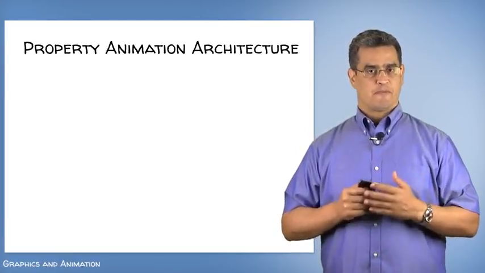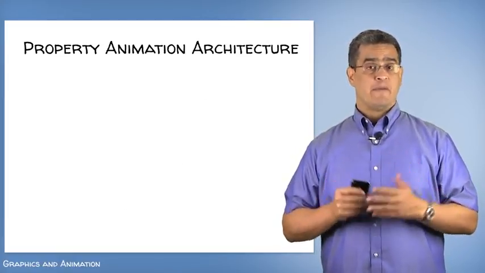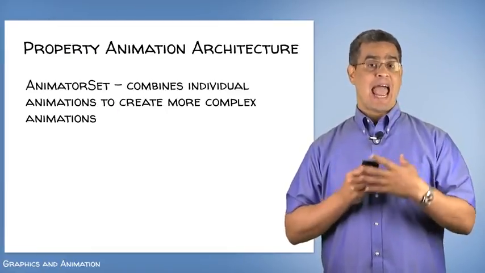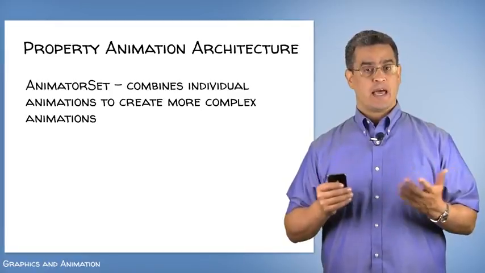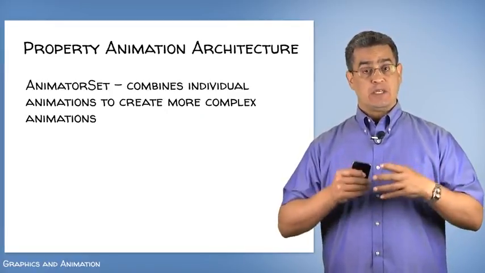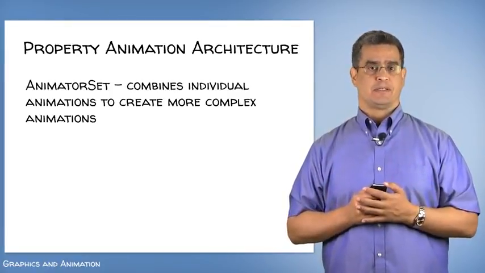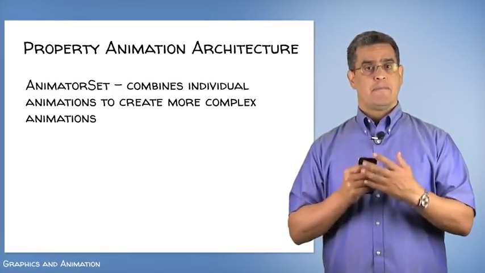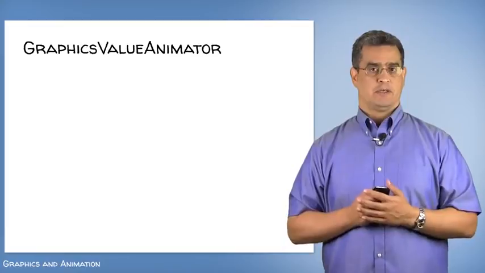The last piece of property animation is the Animator Set class. This class allows you to combine animator objects, like the value animator we just discussed, into more complex animations. So let's look at some example applications that make use of property animation.